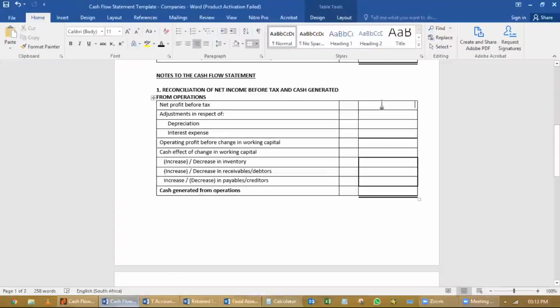Right, so we can put that in there, 37,500. Then we have to make the following adjustments for depreciation and for interest expense. What this means in this note is we have to go and put back the depreciation and the interest expense that we had in our other financial statements. Again, these amounts we will find in the income statement. So this whole first portion of your note you find in the income statement.